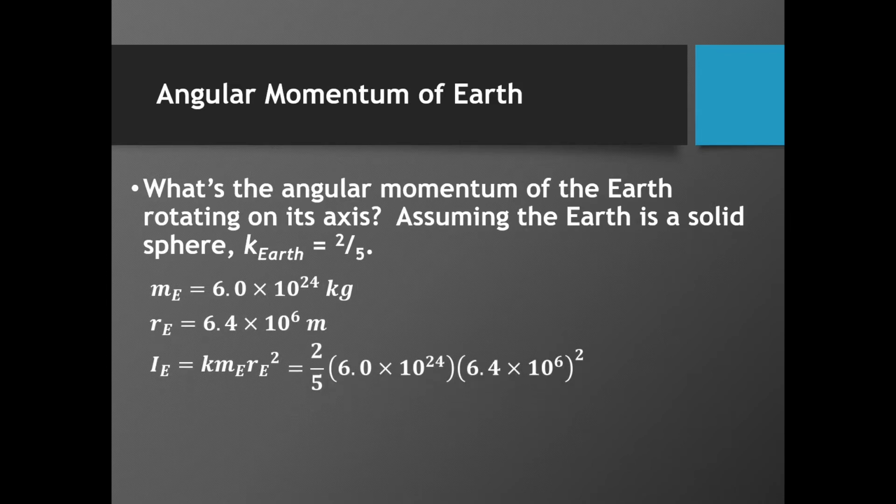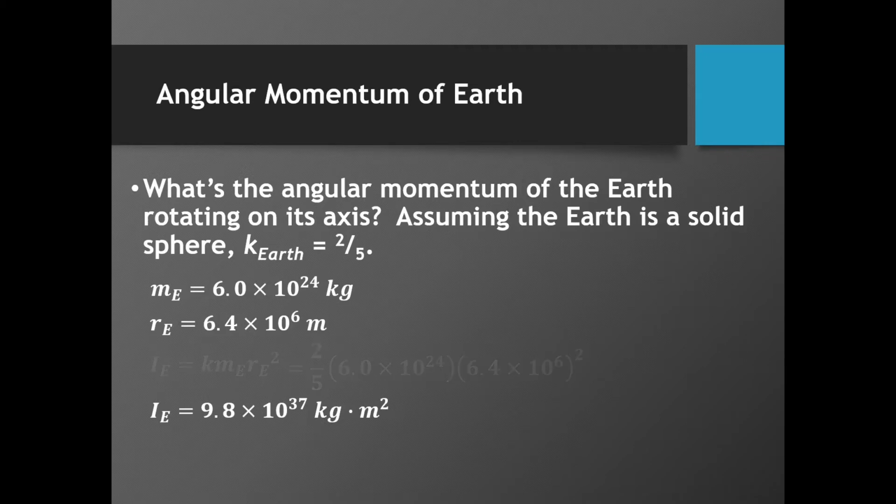So the k value, which is 2/5, times the mass of the Earth, which is 6 times 10 to the 24th, times the radius of the Earth, which is 6.4 times 10 to the 6th. We're going to square that. We go ahead and multiply that through. We get the moment of inertia of the Earth is going to be 9.8 times 10 to the 37th kilograms meters squared. All right, so now that we have the moment of inertia, let's look at the angular velocity.